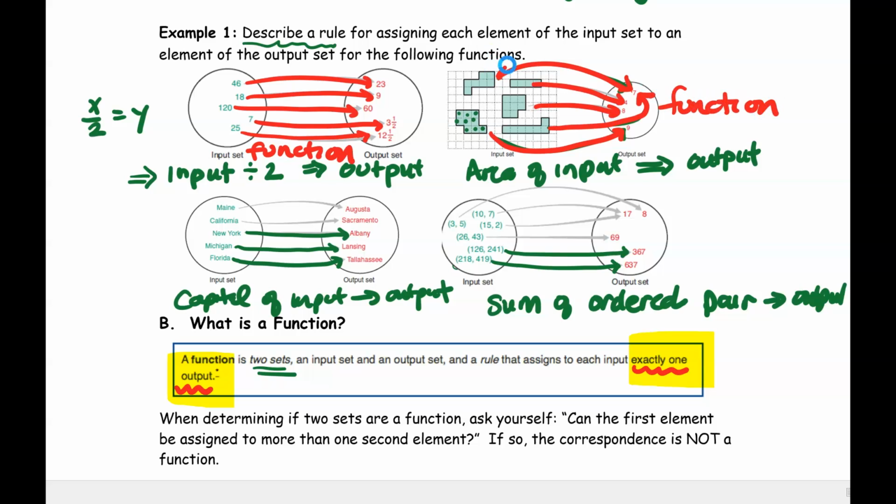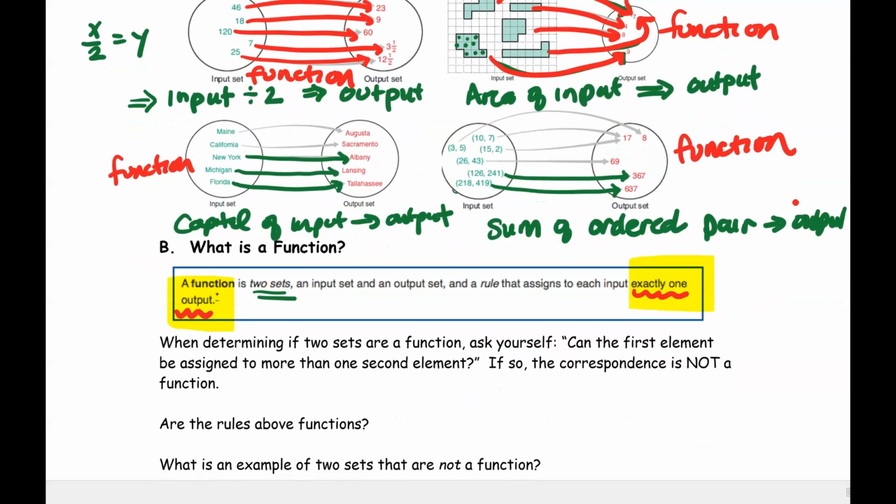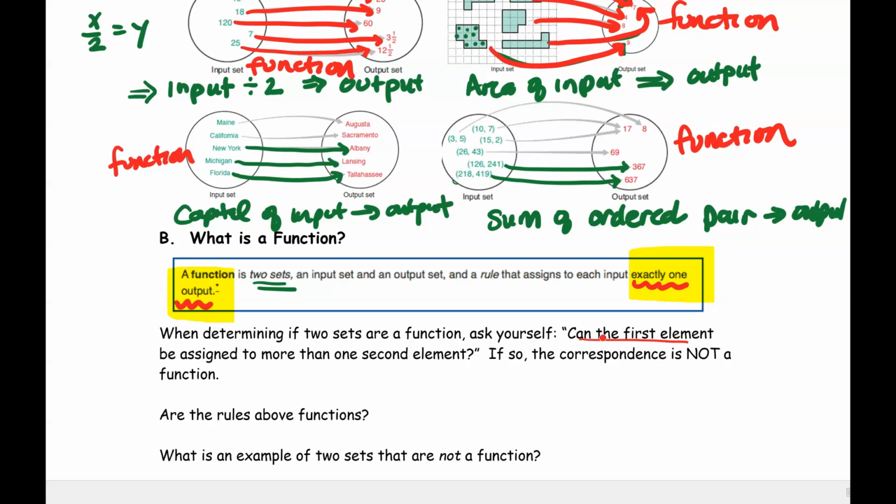If, for example, this shape up top went to, I don't know, 9, I'm just making this up, then we would say no, it's not a function. Down here, states all go to one capital, so this is a function. And the same thing here, each ordered pair is only assigned to one output, so this is also a function. Another way of figuring out if a relation is a function is to ask: can the first element be assigned to more than one second element? If so, then it's not a function. So are the rules above functions? We've already talked about that.